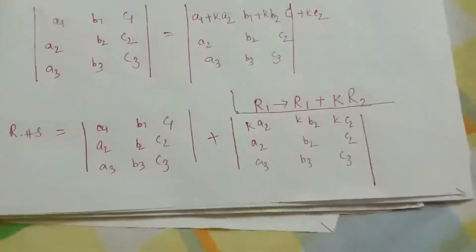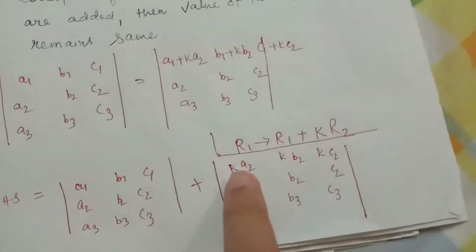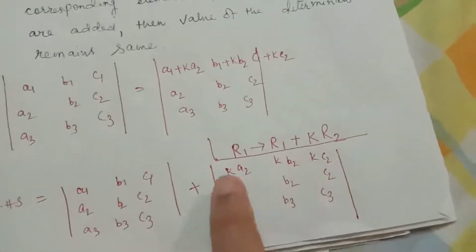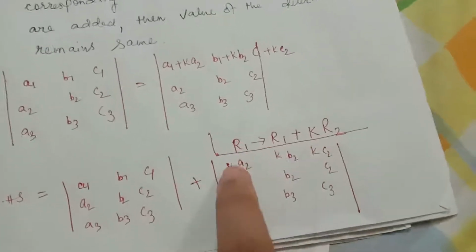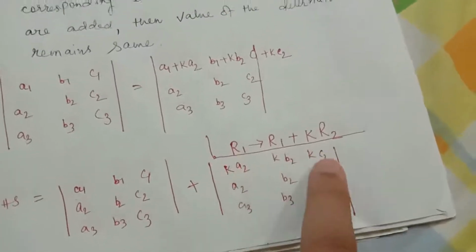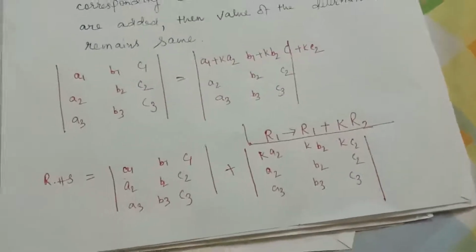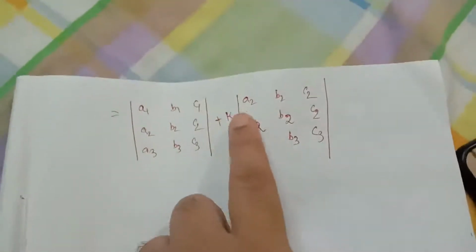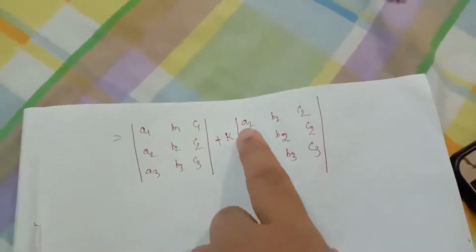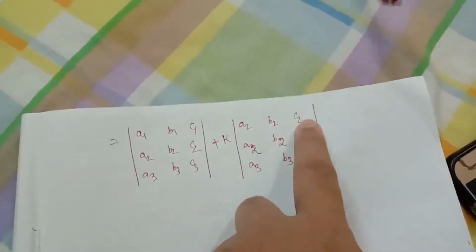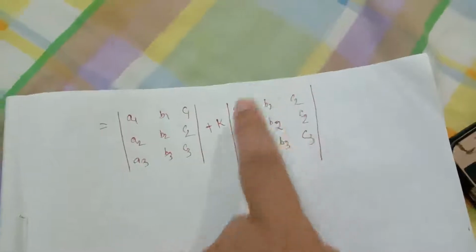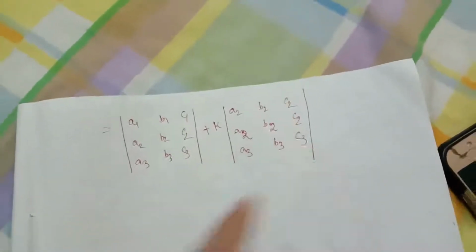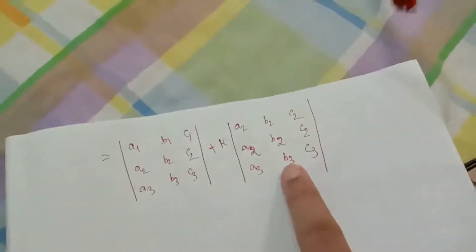Now each element of first row in this determinant is a multiple of k. So we can take k common. Now if we take k common, the first row will become A2, B2, C2. Now you can see these two rows are identical. A2, B2, C2. A2, B2, C2. These two rows are identical and therefore its value will be 0.